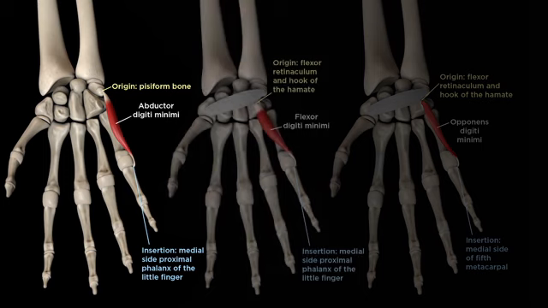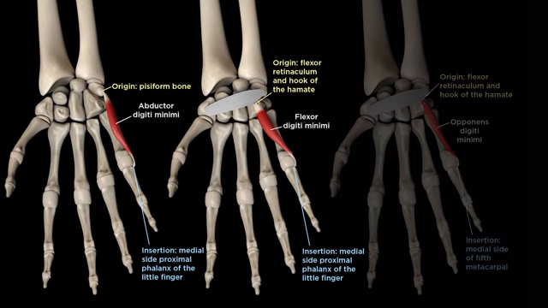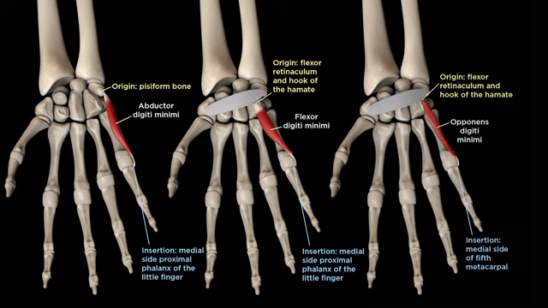The insertion of abductor digiti minimi is on the medial side of the base of the proximal phalanx of the little finger. Slightly lateral to it is flexor digiti minimi, which originates off the flexor retinaculum and the hook of the hamate, and also inserts on the medial side of the base of the little finger's proximal phalanx. Deeper, but still originating on the flexor retinaculum and hook of the hamate, is the opponens digiti minimi. It inserts all along the medial aspect of the fifth metacarpal. That's the one for the little finger.